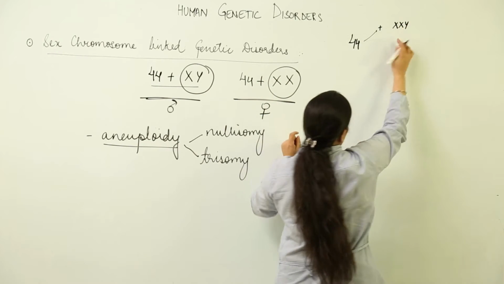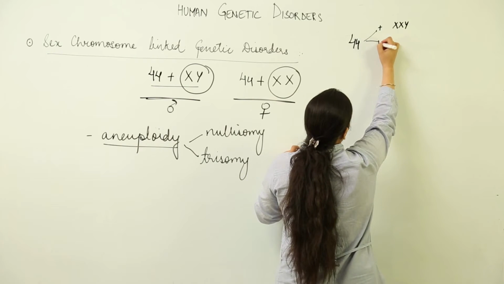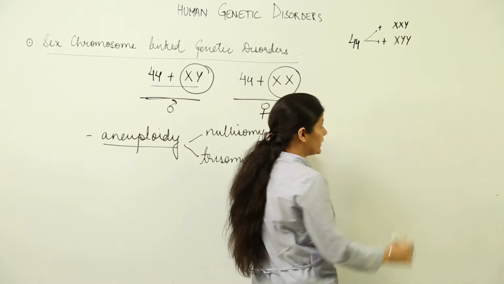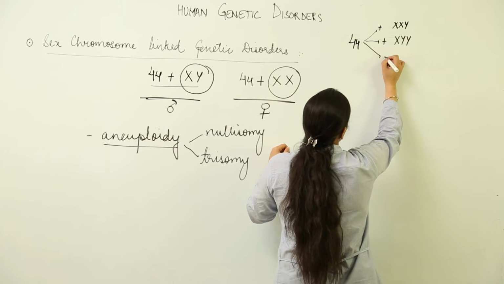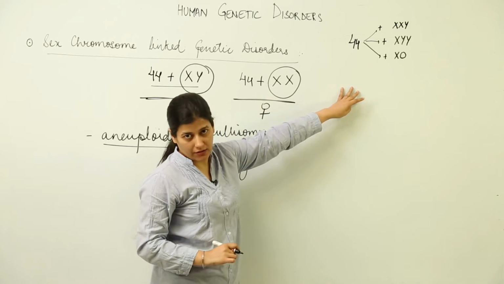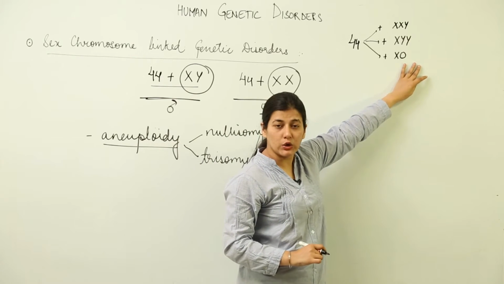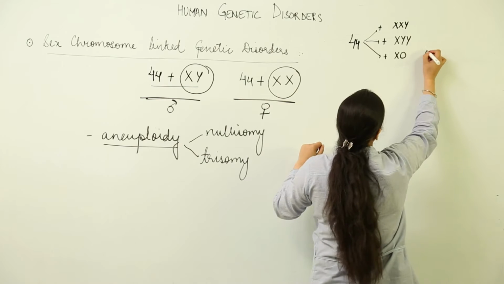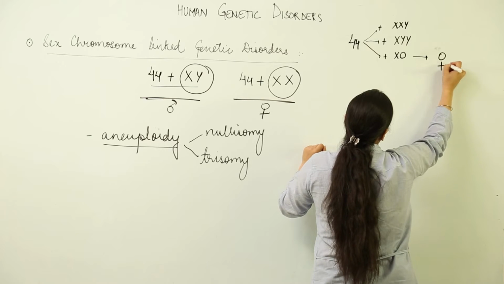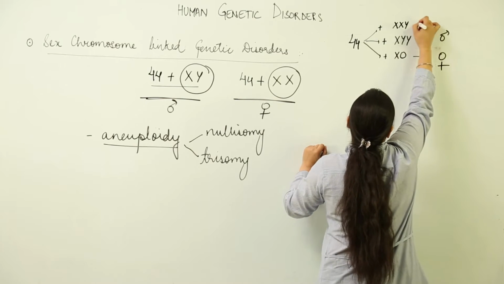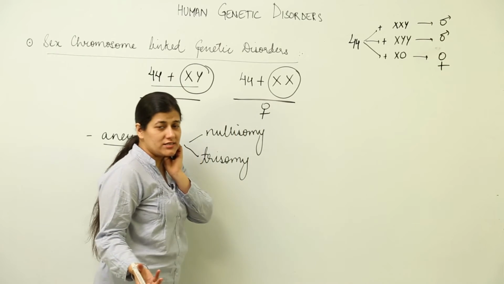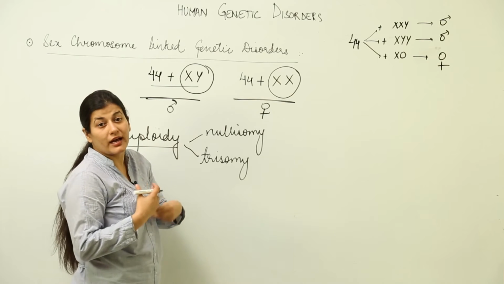Supposedly, there is an extra X in the male, or there is an extra Y in the male, or there is a condition like XO, where a normal X would be missing. Now, this is a female, because it is not having any Y. These are males because whenever there is presence of the Y chromosome, the SRY gene is there, and it enables the organism to become a male.